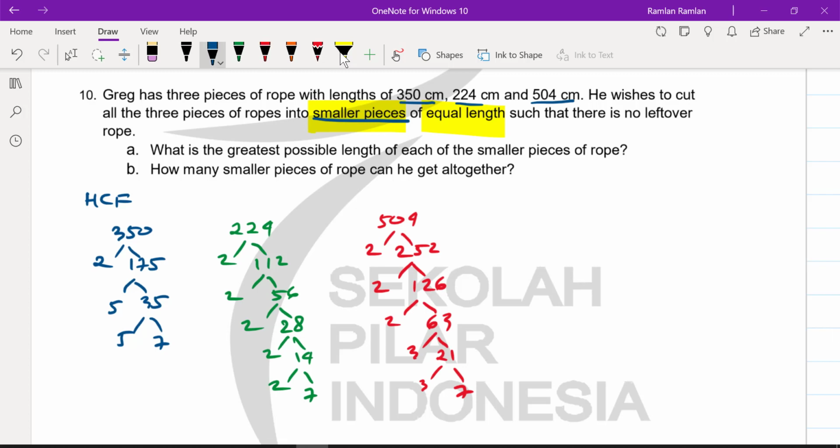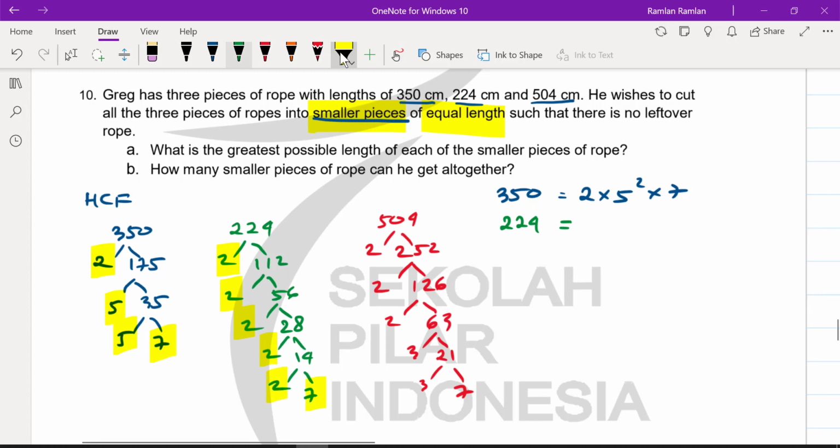I'm going to write them down one by one. So 350 is the multiplication of 2 times 5 times 5 times 7, written as 2 times 5 to the power of 2 times 7. And then 224 is the multiplication of 2 times 2 times 2 times 2 times 2 times 7. That's 1, 2, 3, 4, 5, so it's 2 to the power of 5 multiplied by 7.